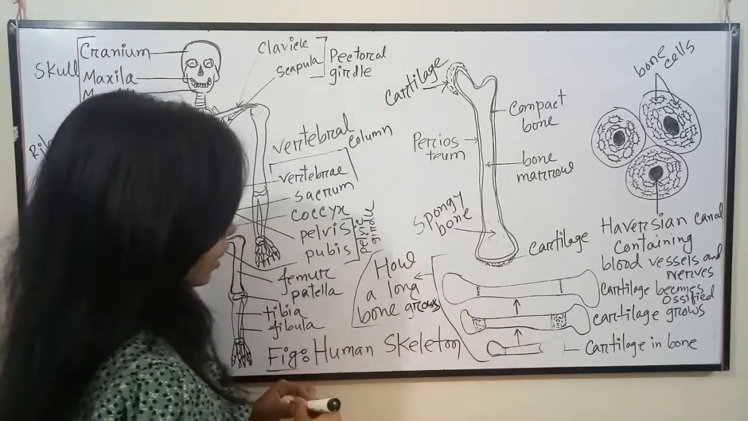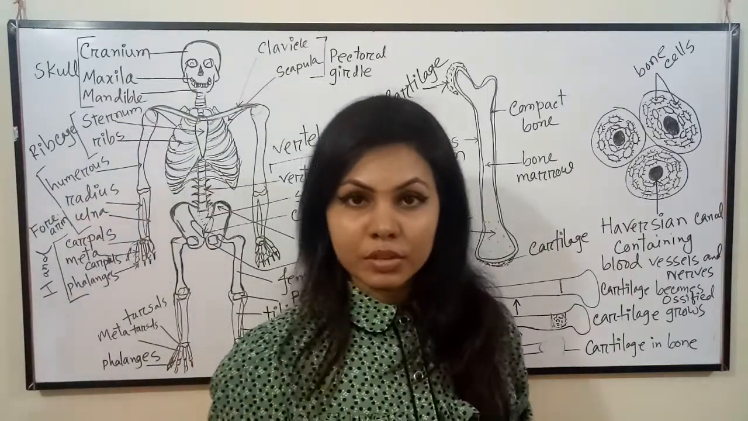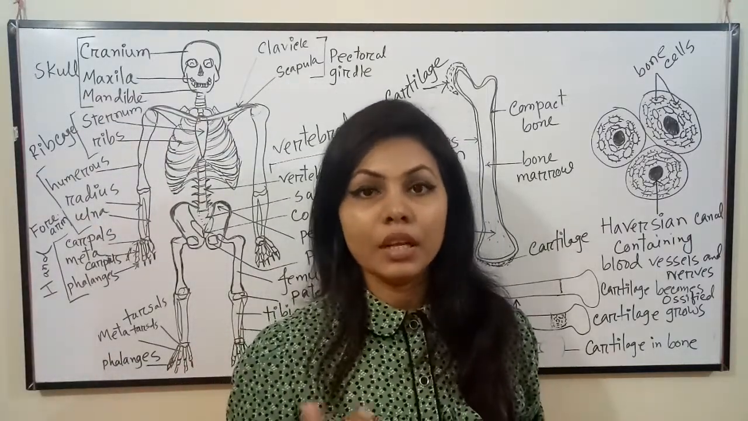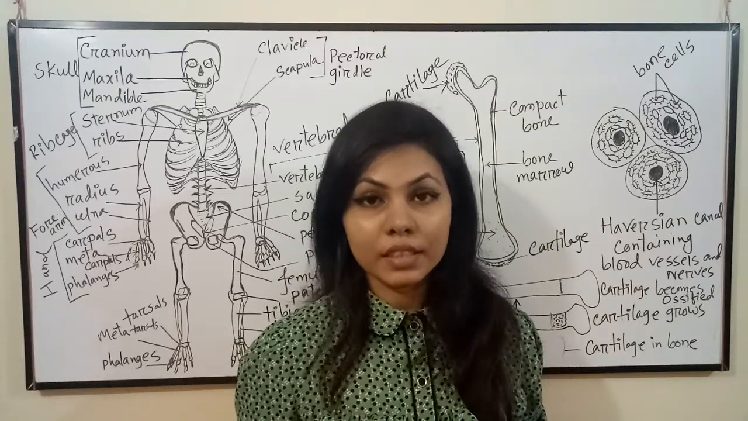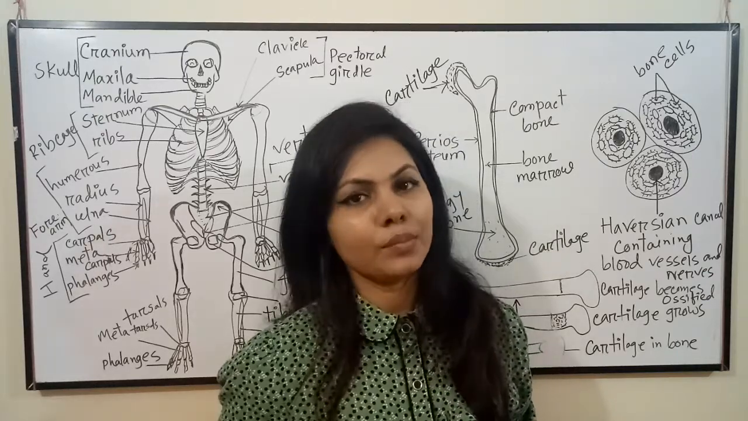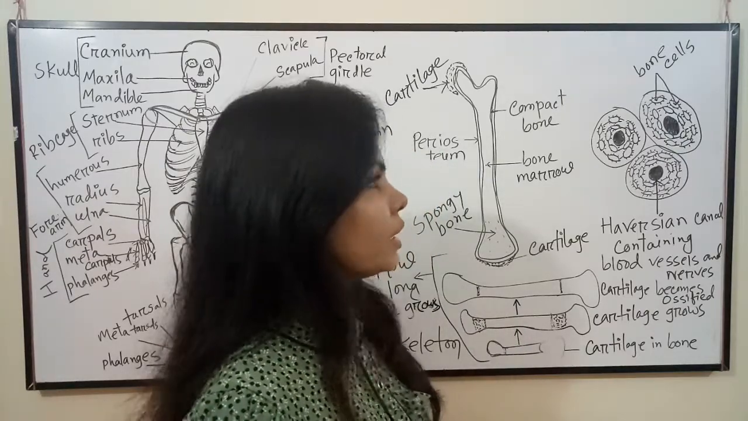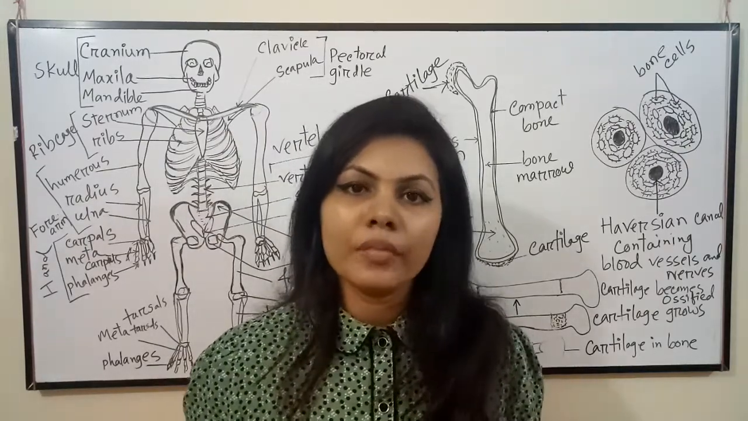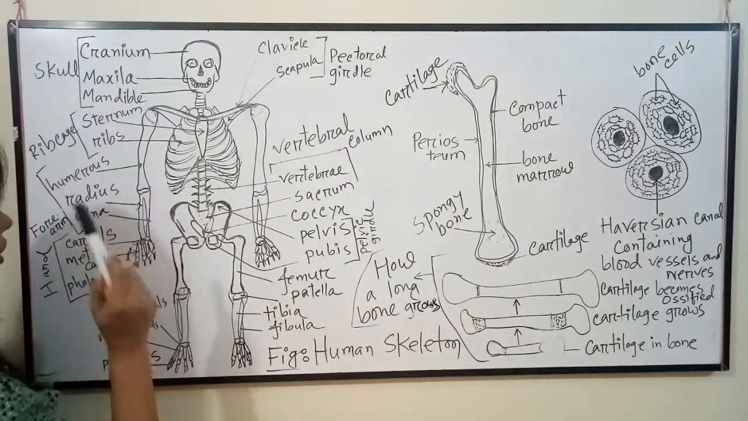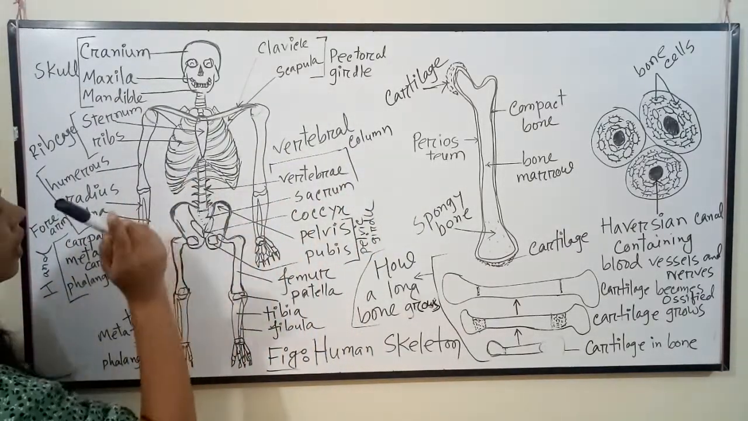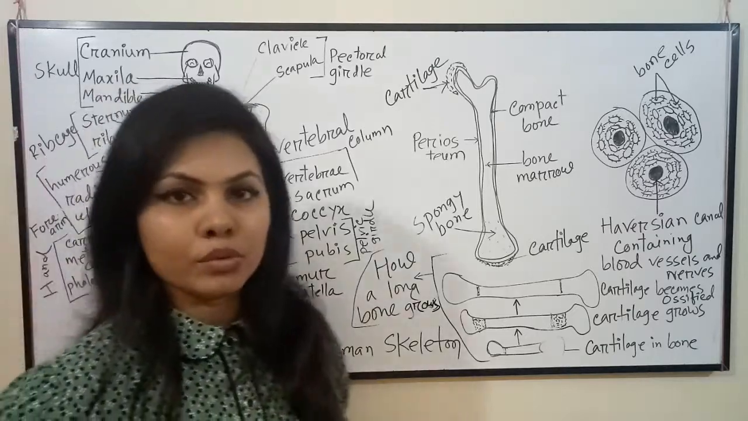Okay. So there are different types of bones: flat bones, long bones, short bones, irregular bones, and sesamoid bones. Let's talk about examples of these types. Long bones, I have already told, like this. See, this is the humerus, femur, sternum, pelvis. These are the long bones.